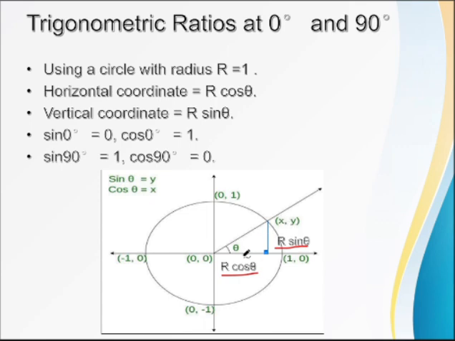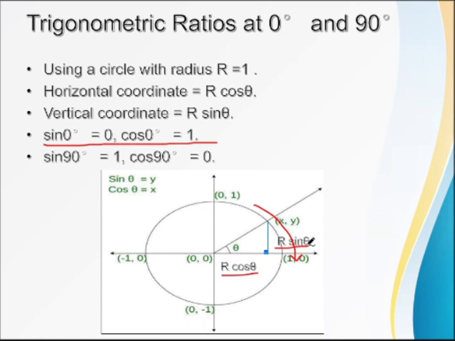If theta is equal to 0 degree, then this will move down and r sin theta will be 0 and r cos theta will coincide over the radius, which is 1. That is why sin at 0 degree is 0 and cos at 0 degree is 1.